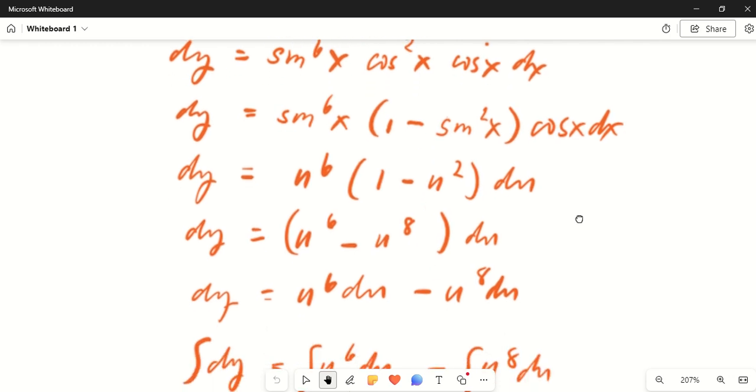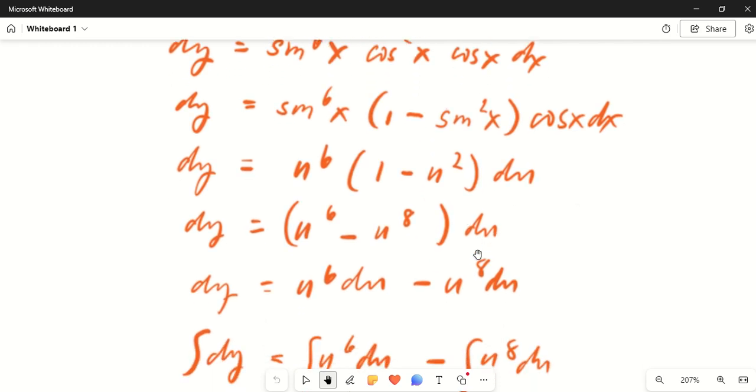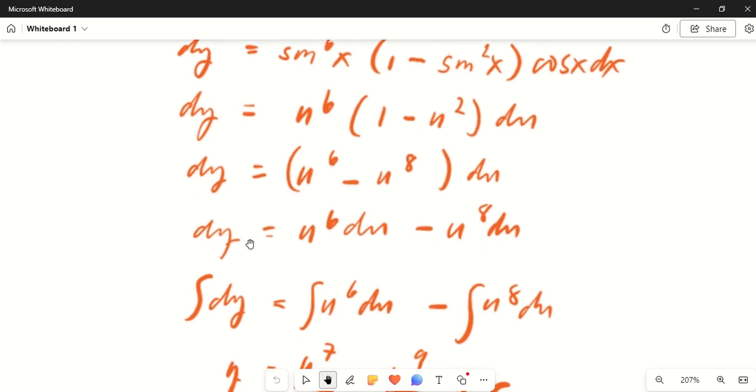Then, your du here is distributive by nature, so you'll be having dy is equal to u raised to the 6th power du minus u raised to the 8th power du. And of course, here you can now take the integral, and then you apply basic integration techniques. So you have here integral of dy is equal to the integral of u raised to the 6th power du minus the integral of u raised to the 8th power du.